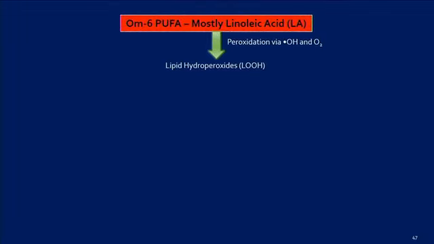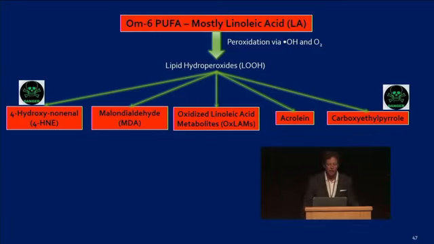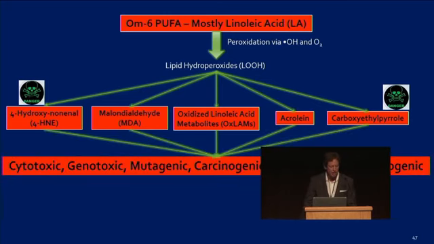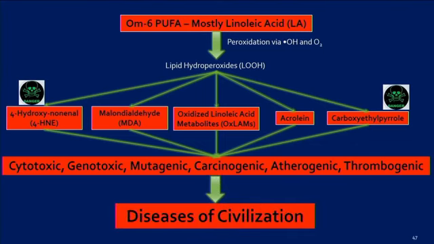So now, a third mechanism, toxicity. When we consume omega-6, they're peroxidized to lipid hydroperoxides. These rapidly degenerate into these toxic aldehydes. And this is something that's rarely talked about. But these are chemicals like 4-hydroxynonenal, malondialdehyde, oxidized linoleic acid metabolites like 9 and 13-HODE, acrolein, carboxyethylpyrrole, and these collectively are cytotoxic, genotoxic, mutagenic, carcinogenic, atherogenic, and thrombogenic. So these collectively lead to all the diseases of civilization.